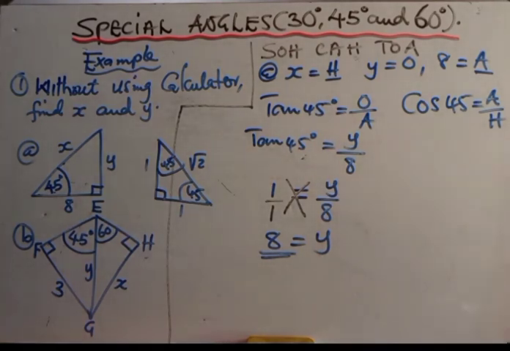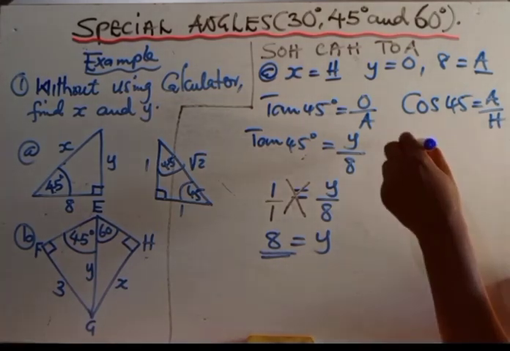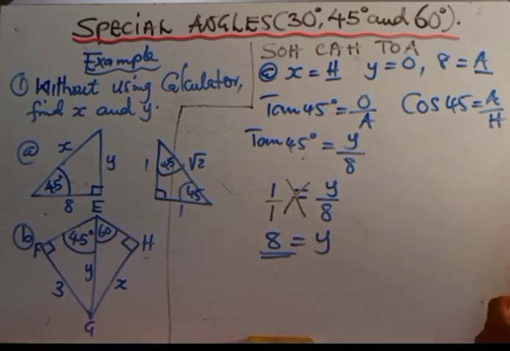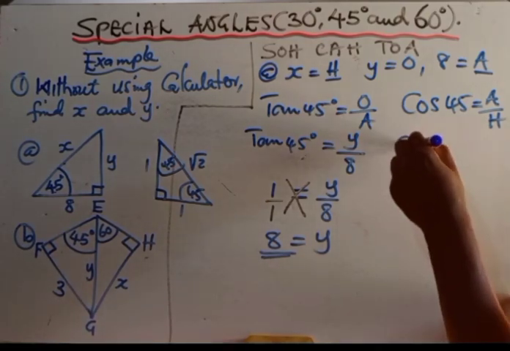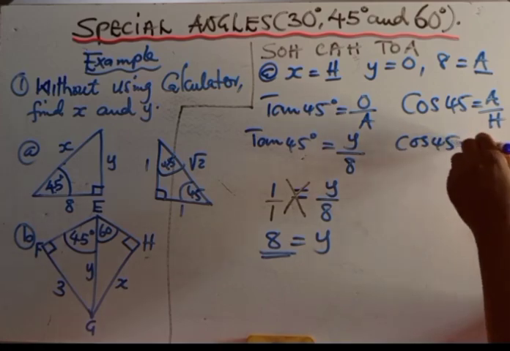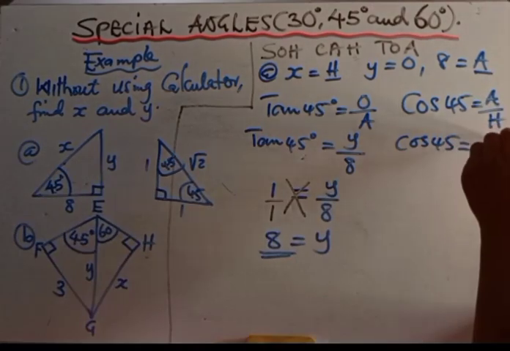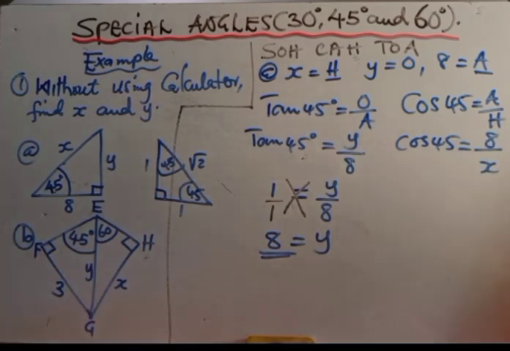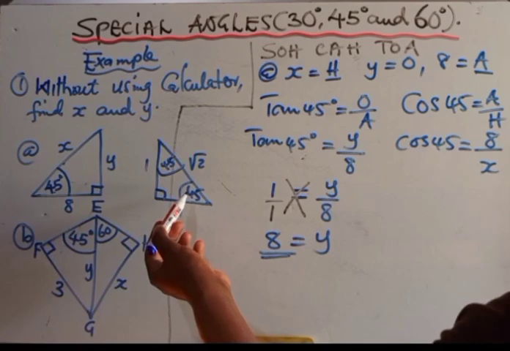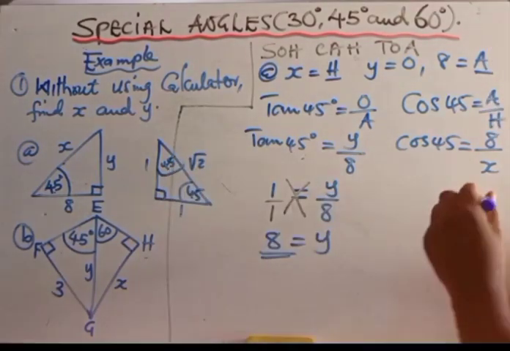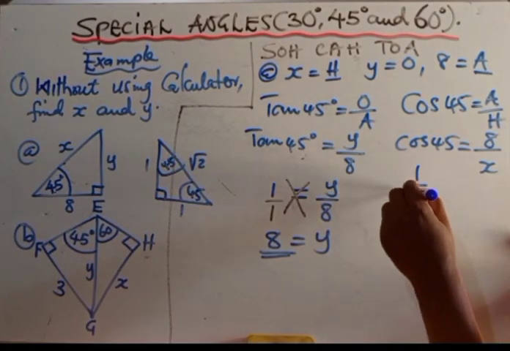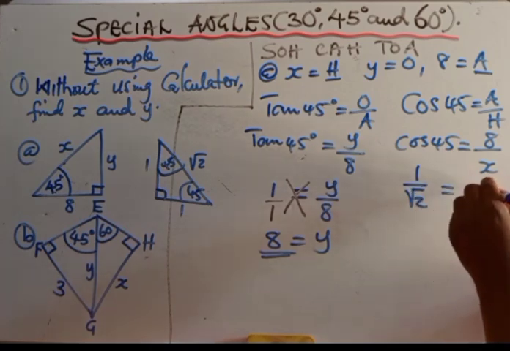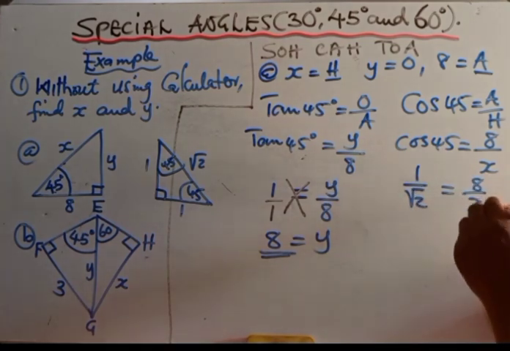Let us go to this one. To find the value of x, we'll say cos 45. Do we know cos 45? Okay, we'll come back to it. Cos 45 is equal to adjacent over hypotenuse. The adjacent of 45 is 8. The hypotenuse is x, the one we are looking for. So it is 1 over the root of 2, which will be equal to 8 over x.